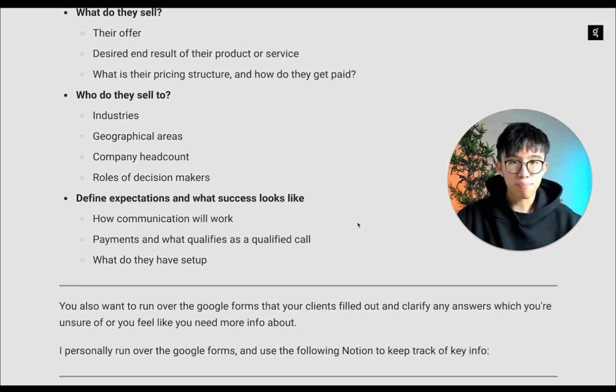I would recommend just pulling out the answers directly on your screen and screen sharing that over a Zoom or a Google Meet call on your onboarding call with your client, and just running through each of them, reading the answers back to them and clarifying wherever you need more clarification.